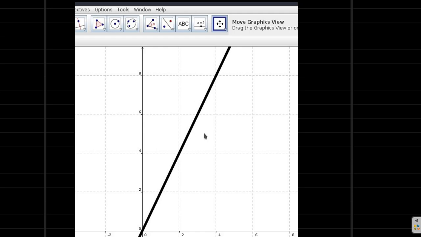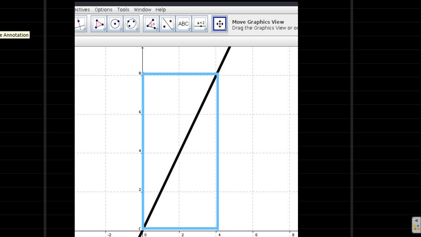Now, suppose we consider drawing a certain shape, right? Let's say we draw this rectangle here. All right. We want to find the area under, below and to the right of our line. What's that area?